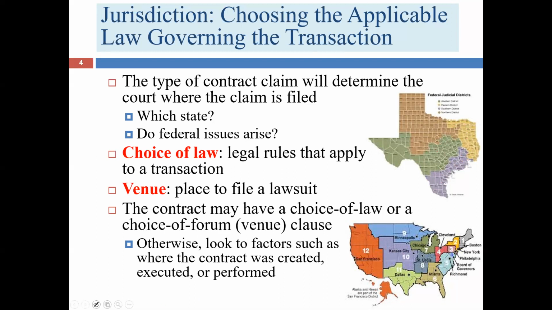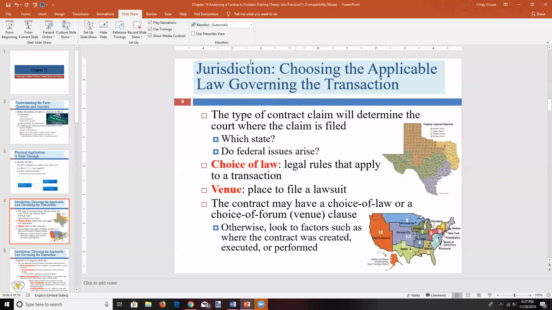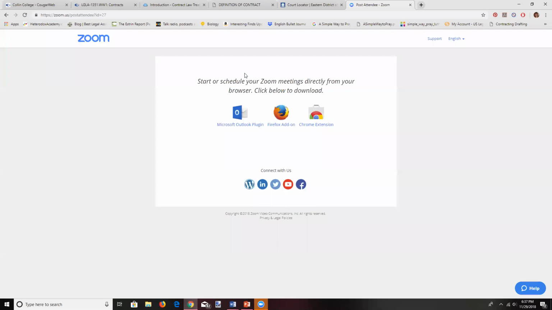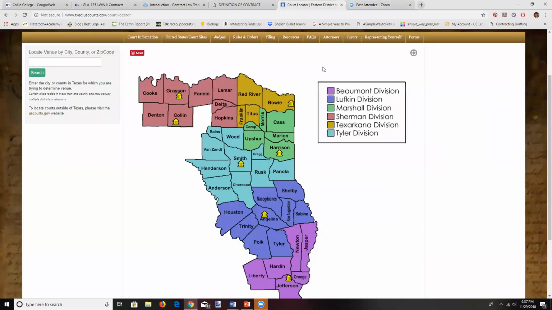Let me show you a little bit more granular map about that. Here we go. This is the Eastern District. You can see here in Collin County, we actually do have a district court building for the Eastern District. It's on Preston Road, just south of 121. It's a pretty hideous building in my opinion. It looks like a cinder block type building. There's a beautiful federal courthouse in Grayson County in Sherman, if you want to see something more attractive.